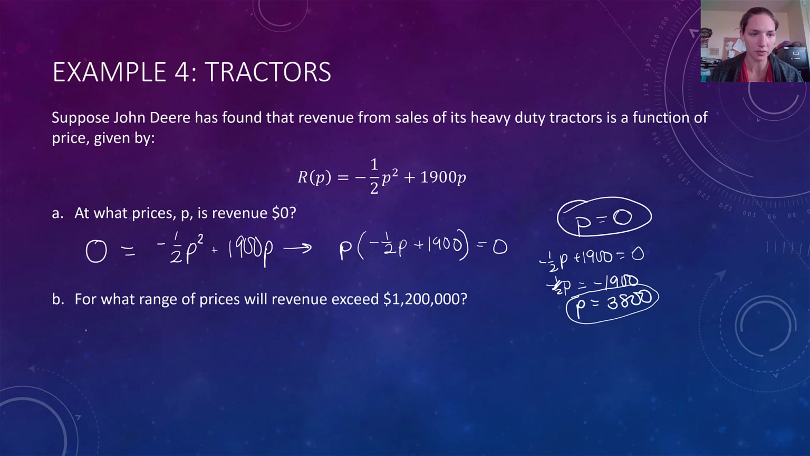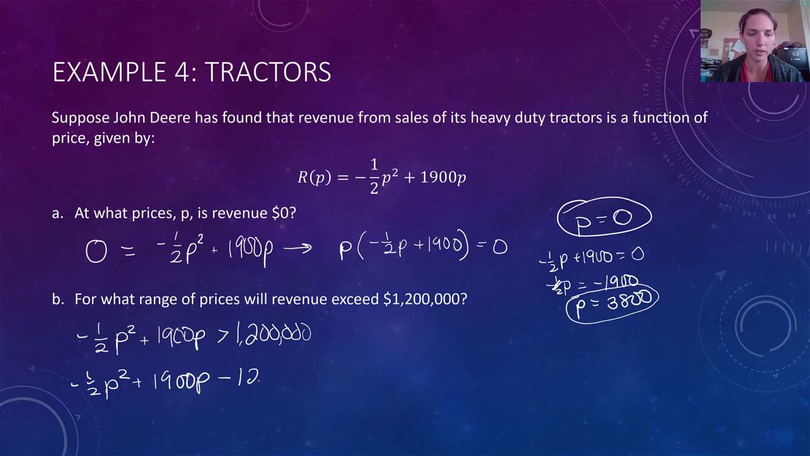Well, we want revenue, so -1/2 P squared plus 1900 P, to exceed $1.2 million. This is a quadratic. This is what this whole section is about, right? We just threw some words in there. Now that we've translated it back, we're just going to move everything over, get 0 on one side, and find the zeros. -1/2 P squared plus 1900 P minus $1.2 million needs to be greater than 0.